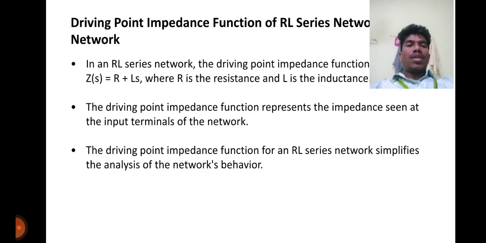The driving point impedance functions of RL series network. In an RL series network, the driving point impedance function Z(s) equals R plus Ls, where R is the resistance and L is the inductance. The driving point impedance function for any RL network simplifies the analysis of the network behavior.